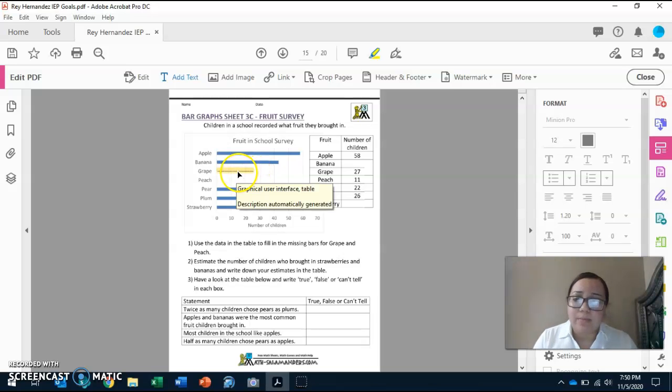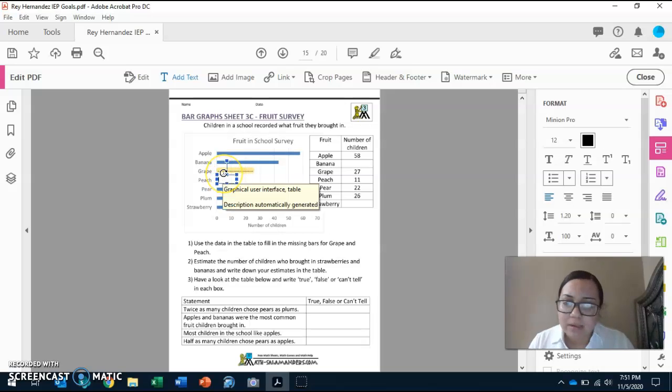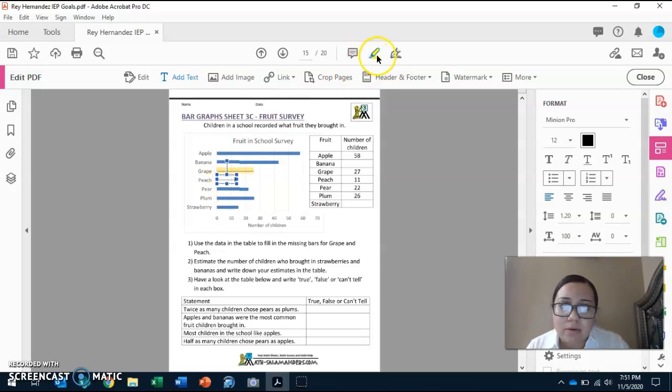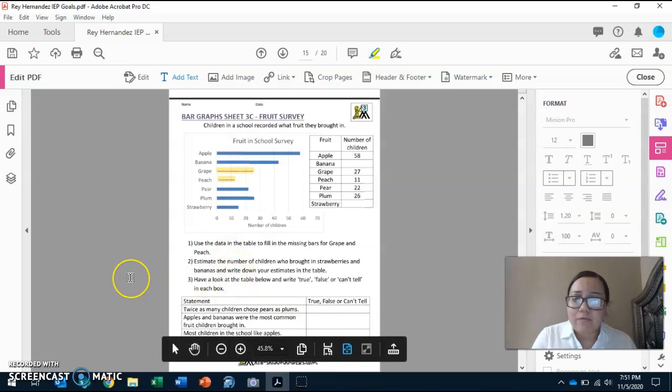Number of students brought grape. And for peach, 11. So we will do the same thing. 11 would be right here, over 12, 10. And I'm going to do dots again, and I will highlight it now. So that is about 11 number of students brought in peach. Now you do number 2 and number 3 by yourself.